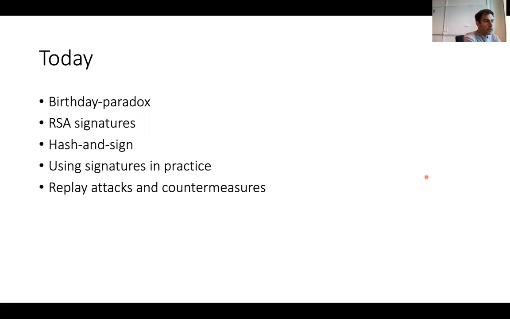We're going to start talking about the birthday paradox, which, as we will see in a second, is not really a paradox, but it's a very useful way of talking about security of hash functions. It's going to give us a lower bound on the length of the output of hash functions if you want security.